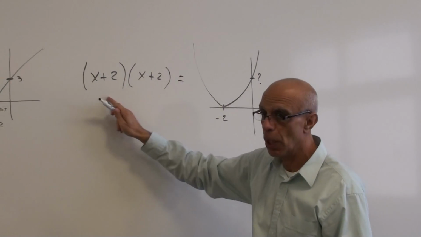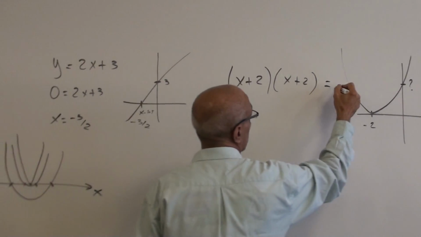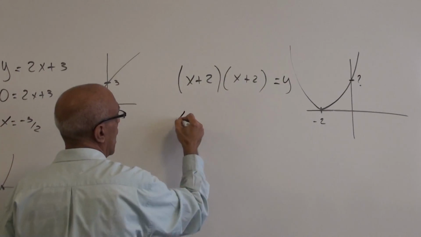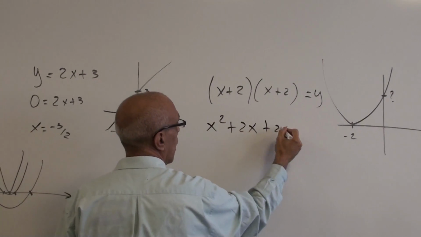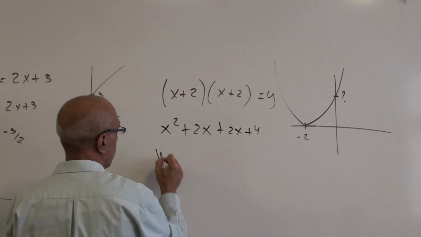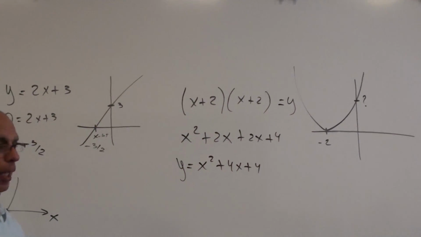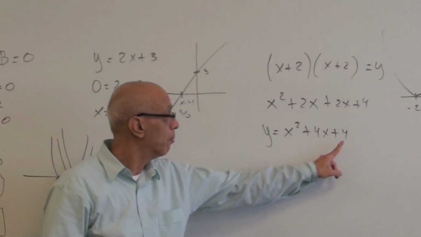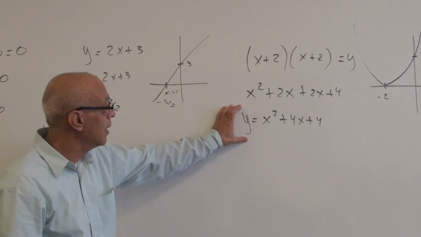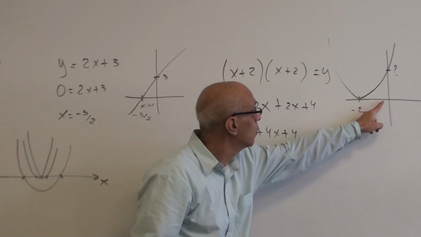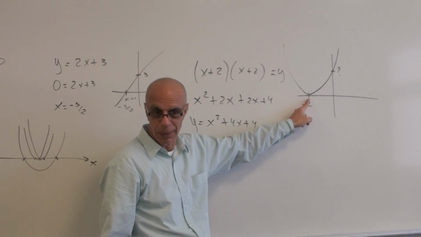But let's do this product here to find the quadratic equation, right? So if I do this y here, this is going to be x squared plus 2x plus 2x plus 4. So now I have y equals x squared plus 4x plus 4. Okay? You see, the sum is 4, the product is 4. All right? And when I make this y equal to 0, right, is right here. I have my intercept, only 1 intercept, right?